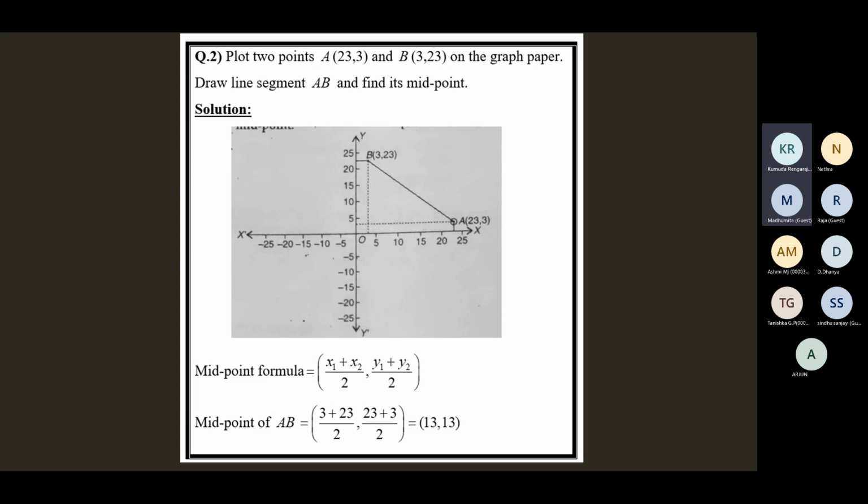All right. So plot the points. Okay, so (23, 3). See here, 23. You can see it here. 20 and 25, 23.